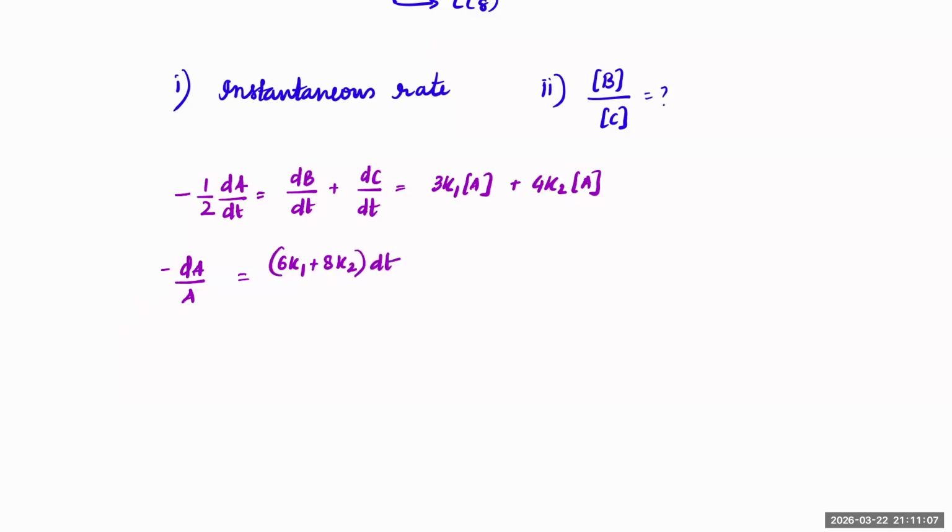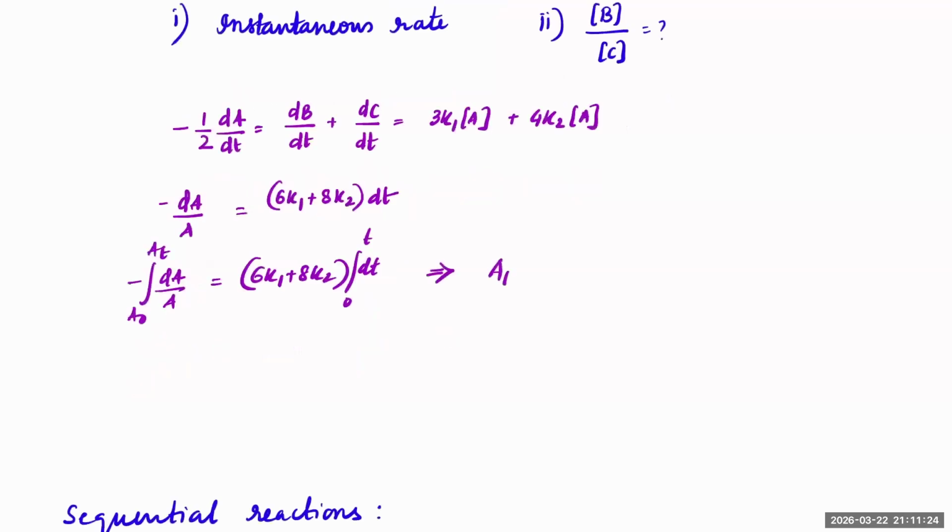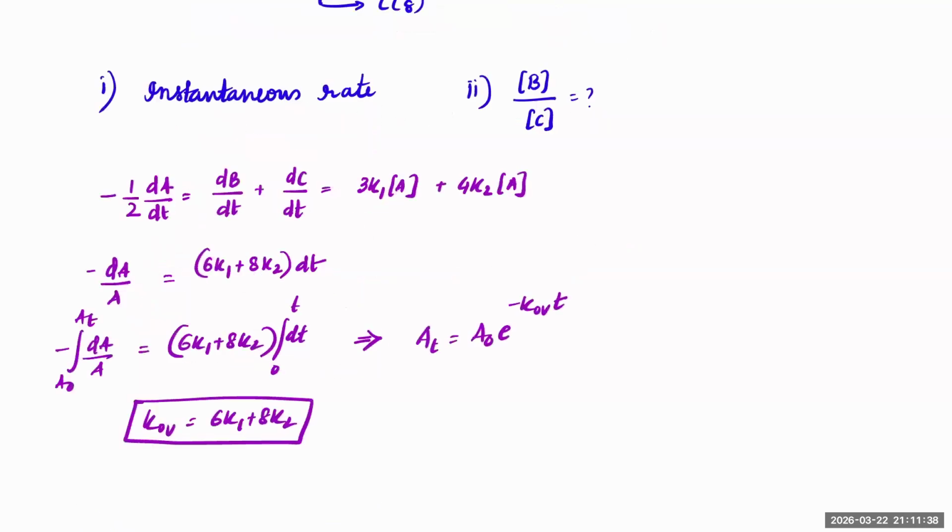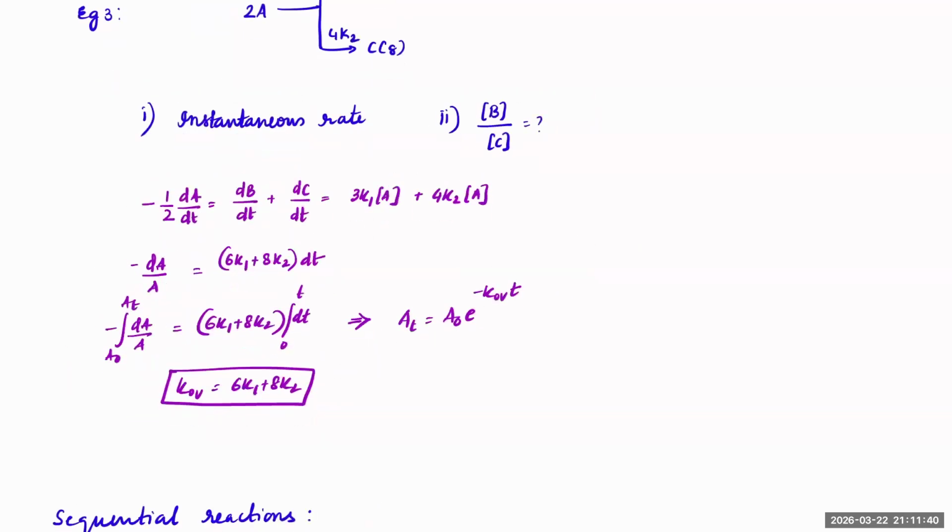Okay. Now, if you integrate this, you'll get minus the integral of dA by A from A naught to AT, equal to the integral of 6K1 plus 8K2 into dt from 0 to t. So basically, it's the same expression which you will derive as AT is equal to A naught e raised to the power of minus K overall into t. But what is the K overall here? It will be 6K1 plus 8K2. Okay, so this is the important part to learn from here. This is about part one.